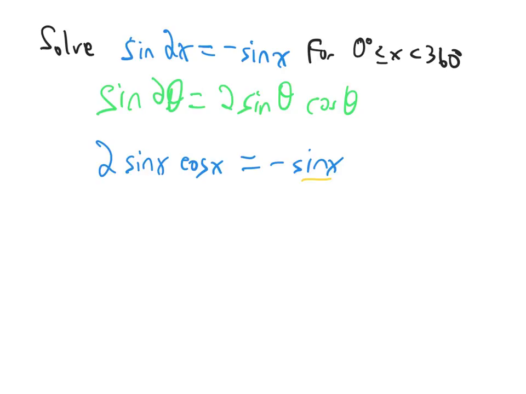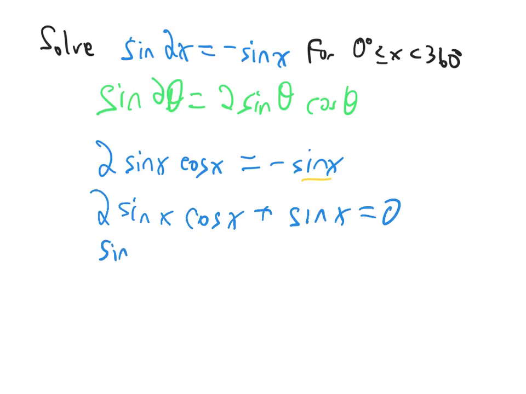So we add sine x to both sides and we get that 2 sine x cosine x plus sine of x equals 0. Now we can factor out a sine x from both terms and leave on the inside 2 cosine x plus 1 equals 0.